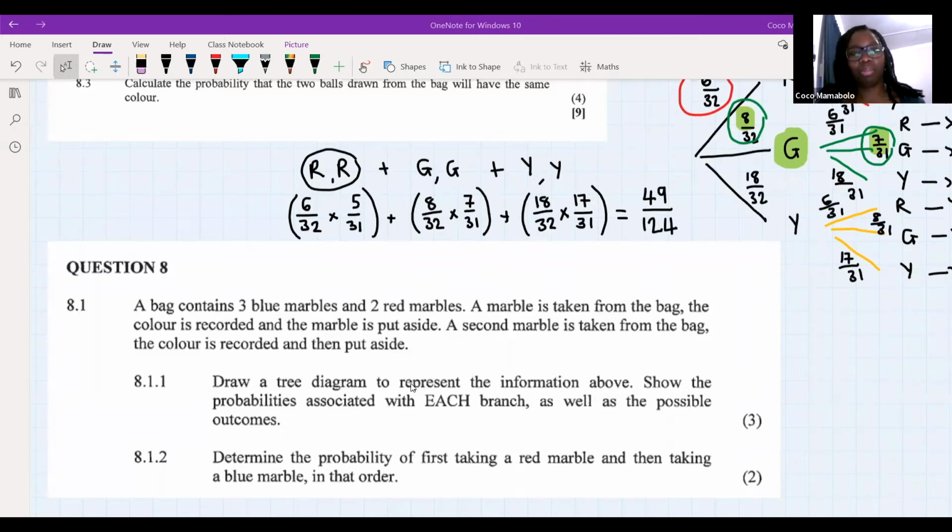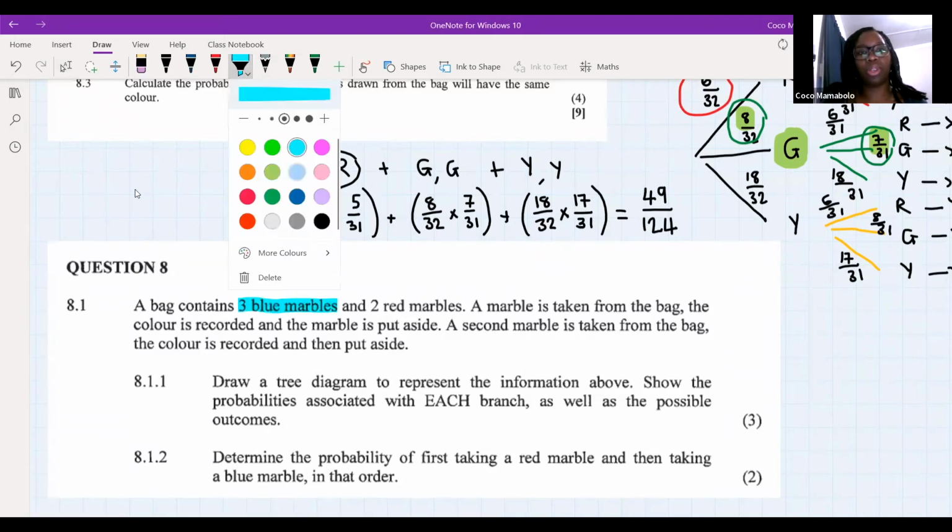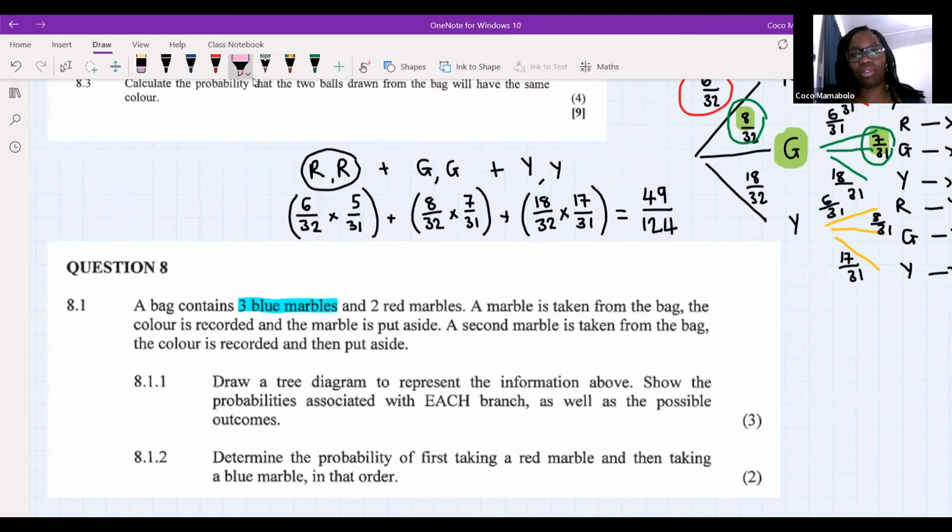I'm going to need blue and red. Okay. Let me use highlighters this time. 3 blue marbles. And I'll use pink instead of red. 2 red marbles. So definitely think about what your sample space is going to be. S is going to equal something. Let's start there.